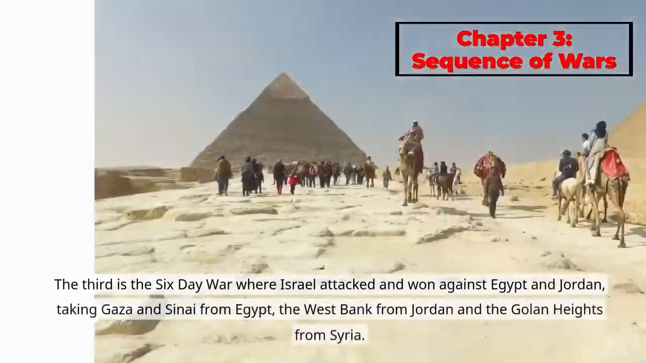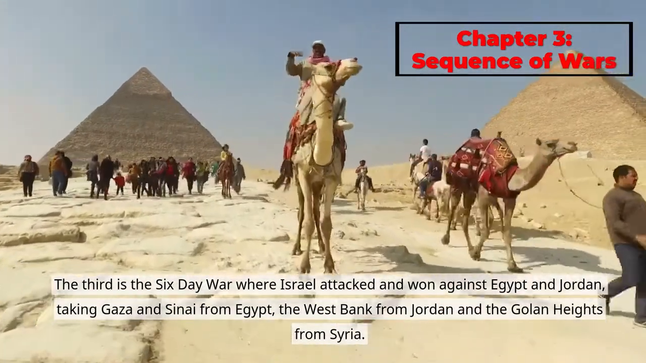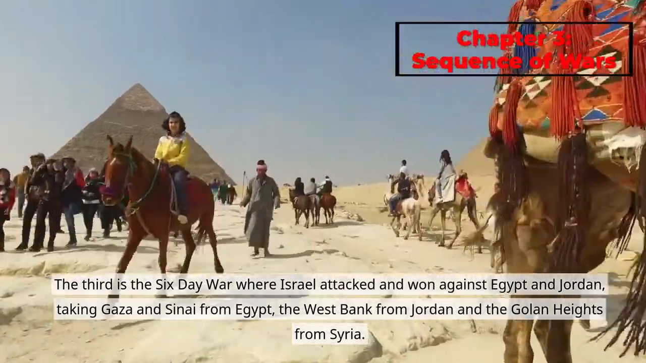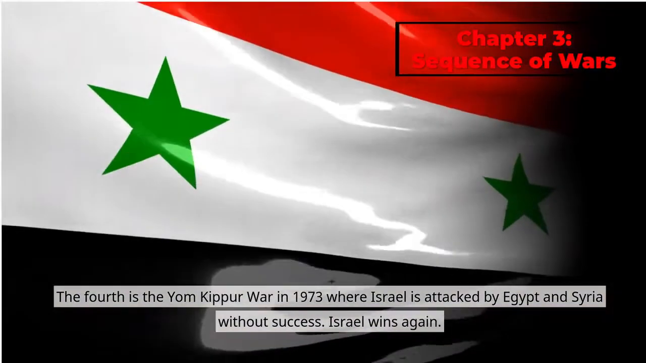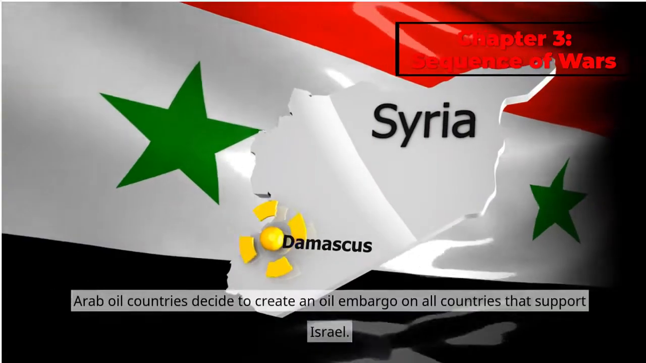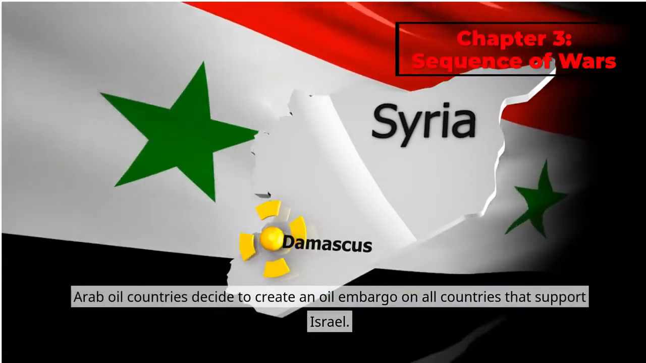The third is the Six-Day War, where Israel attacked and won against Egypt and Jordan, taking Gaza and Sinai from Egypt, the West Bank from Jordan, and the Golan Heights from Syria. The fourth is the Yom Kippur War in 1973, where Israel was attacked by Egypt and Syria without success. Israel won again. Arab oil countries decided to create an oil embargo on all countries that support Israel.